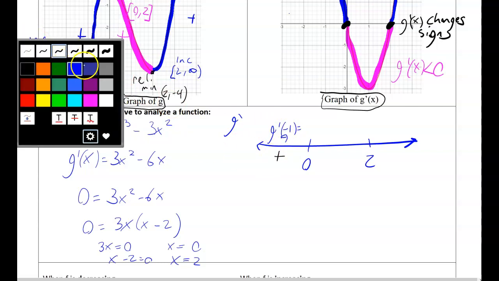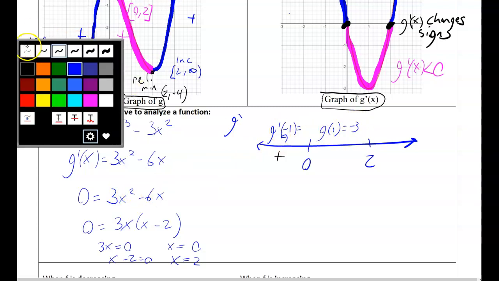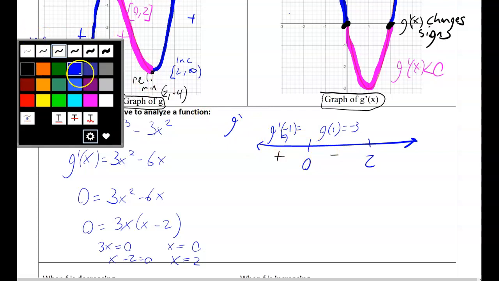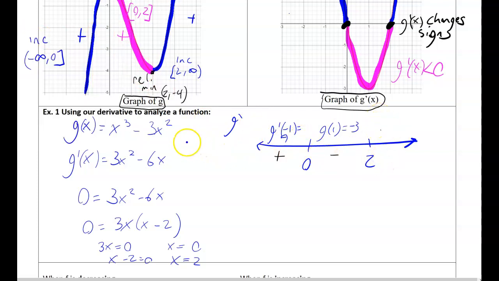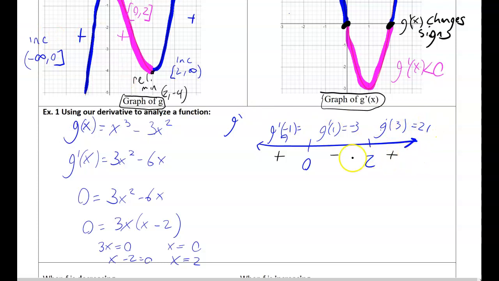In the middle, I would probably pick 1 since it would be easy, although I could pick something like 0.5 if I wanted to, right? g prime of 1 is going to be 1 times 3 minus 6, which is -3. So I just figured out that that region is negative. And then over here, I could pick g prime of 3, and that would give me 3 times 9 is 27, minus 6 is 21. So I just figured out that region is positive.